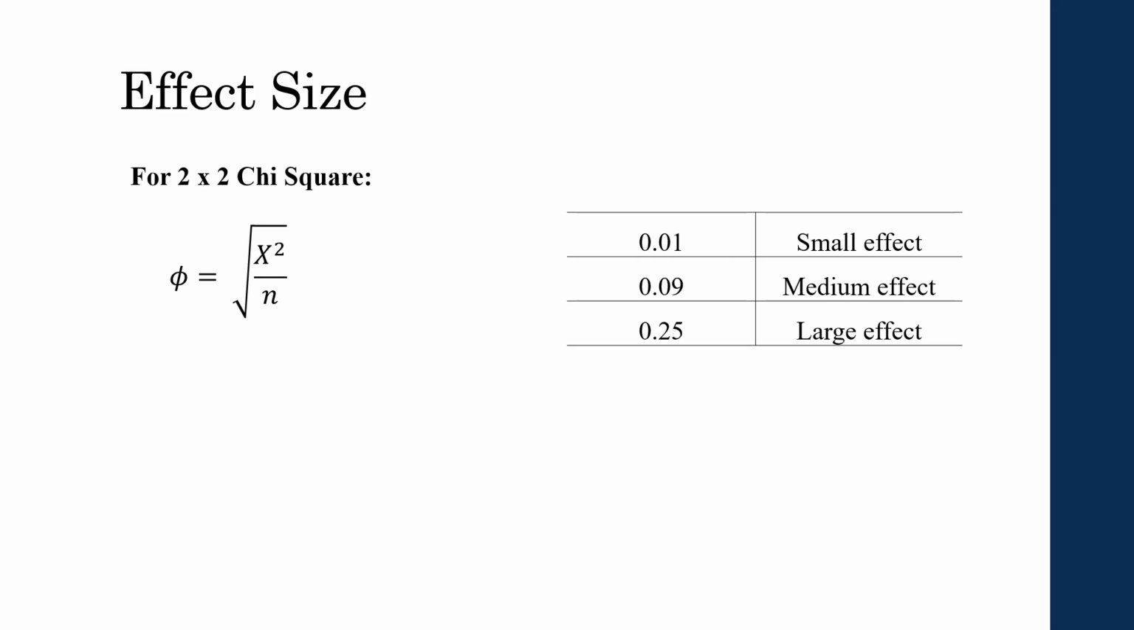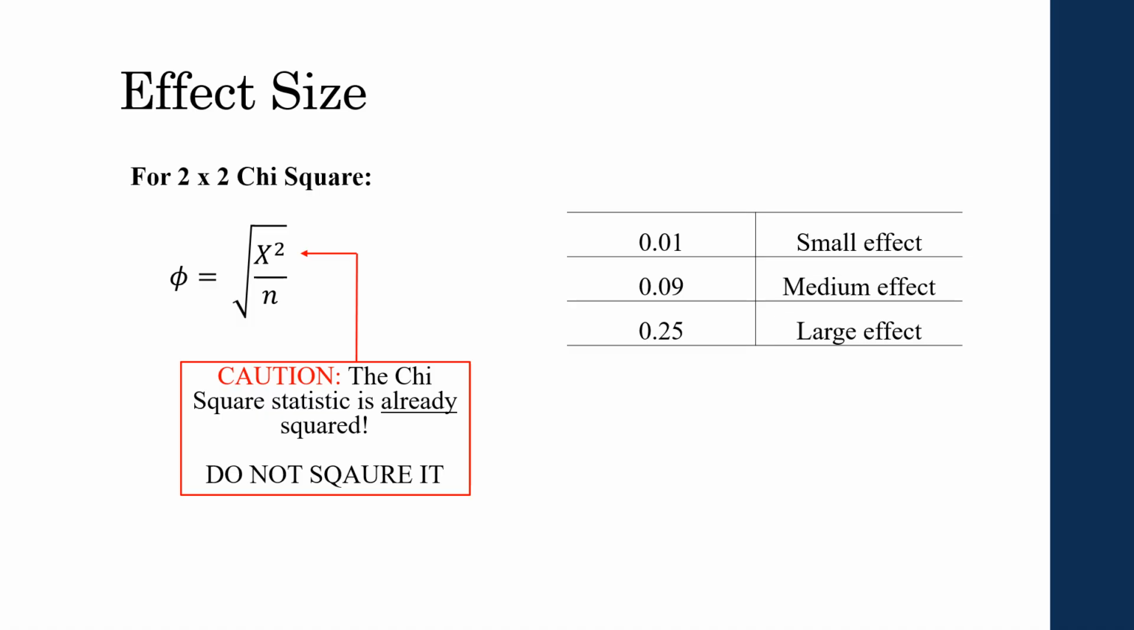The effect size for a chi-squared test of independence and a chi-squared goodness of fit test are the same. However, the test changes based on the number of variables and levels you have. So for a 2 by 2 chi-square test, meaning you have two variables and two levels, we use phi equals the square root of chi-square over n. But make sure to use caution when finding the effect size, because the chi-square statistic is already squared, so avoid squaring it again. From here, we have a range of outcomes based on strength, ranging from a small effect to a large effect.